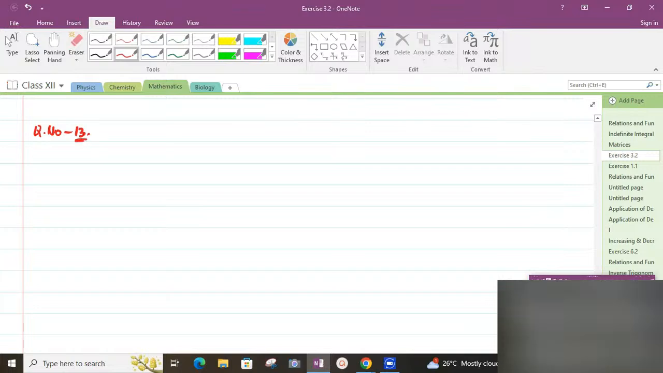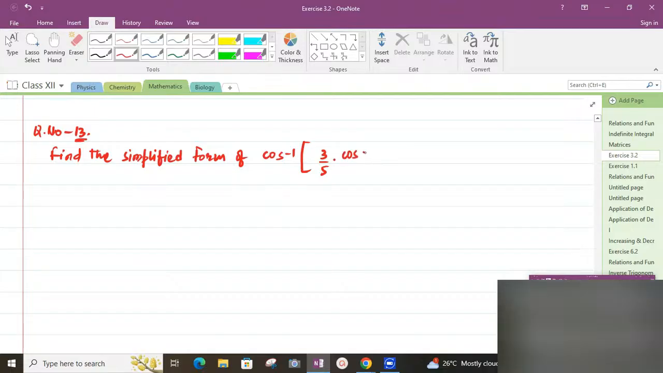Find the simplified form of cos inverse of 3 by 5 into cos x plus 4 by 5 into sin x. This question asks us to write the simplified form of this one.